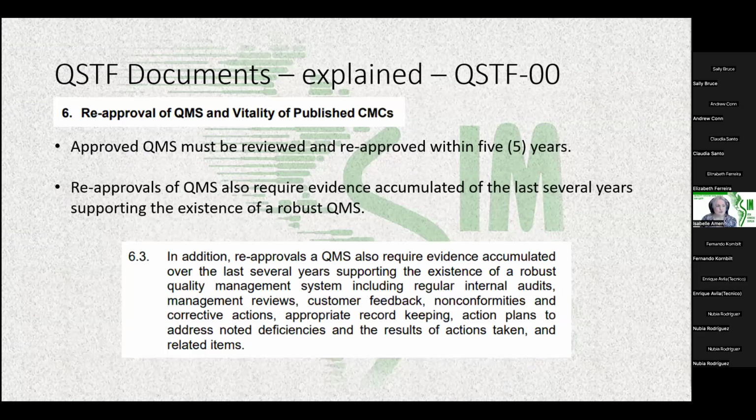The reapproval of a QMS is the same as a first approval, but it also requires evidence accumulated over the several years supporting the existence of a robust QMS. So when a reapproval is presented, the expectation is that the institute shows that the QMS has been working well since the last time it was presented to SIM QSTF. This could be evidence of regular internal audits, management reviews, feedback, management of non-conformities and risk, etc., and action plans to take actions when risk or non-conforming work is identified.